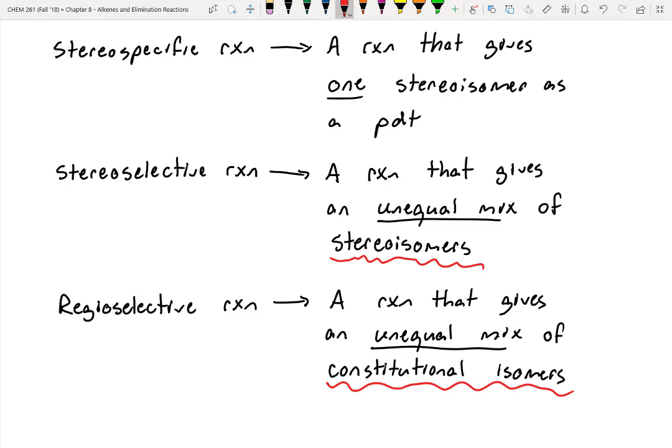just in case we run into it. So try to make sure that you remember these three key ones. All right, I think that's going to be it. Tomorrow we'll come in and talk about E1 chemistry.